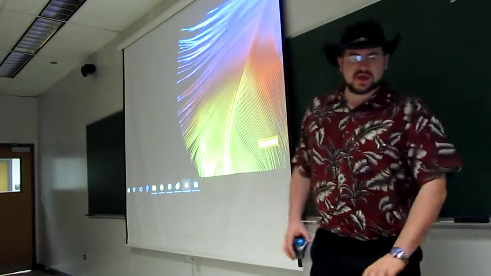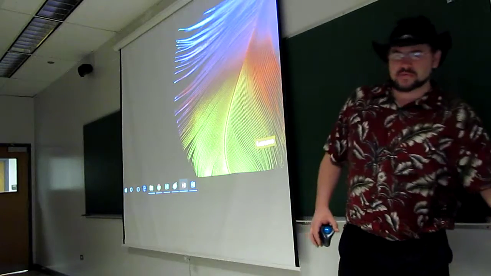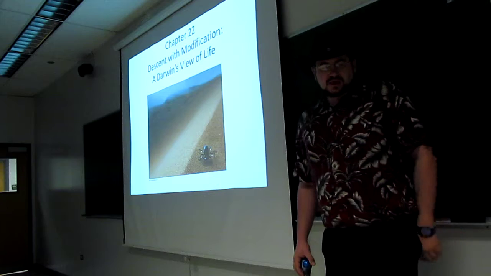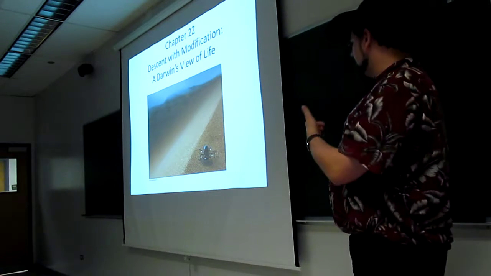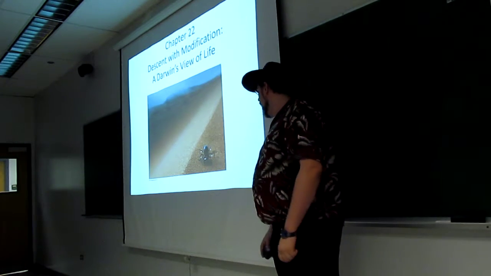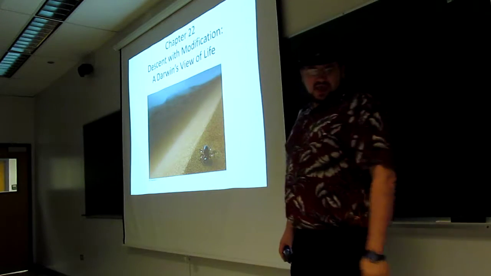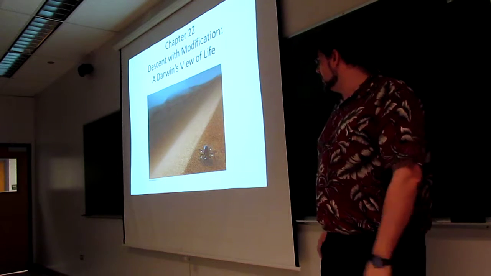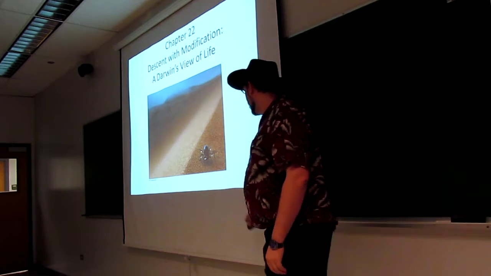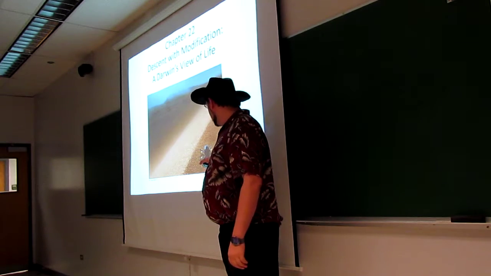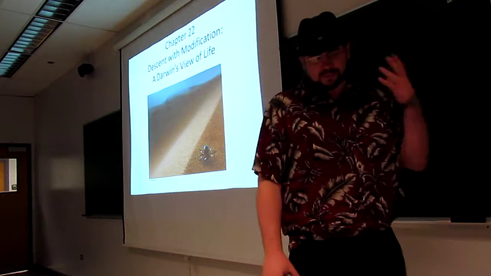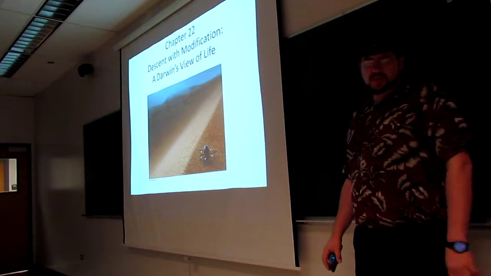All right, so we'll start off with descent with modification. We're powering into evolutionary theory. So this is the headstander beetle right here. It lives in deserts, and in order to get moisture, which is relatively rare in the desert, at dawn it stands on its head, splays its legs out, and collects dew, which it can then drink, which is pretty cool.